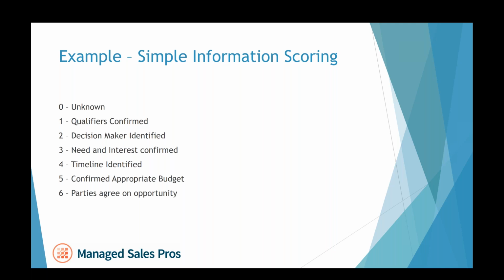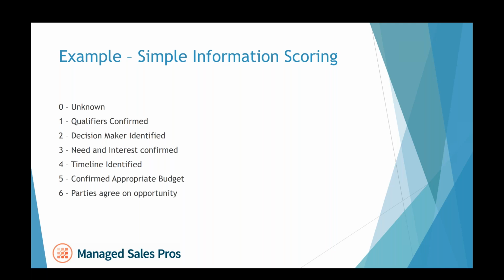Moving along to number 2, you've identified the decision maker. So you've had a conversation with someone where they clearly identified who is going to sign the check. Third stage here is you've confirmed that there's a need and you've confirmed that there is interest. So need and interest aren't necessarily the same thing. Somebody can be interested in what you're selling, but have 0 need for it at the current time. Important to identify that those two things are different.